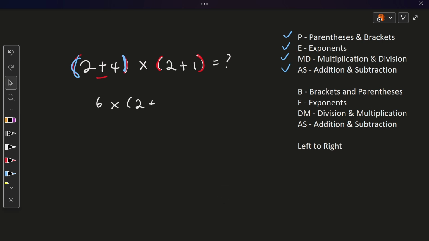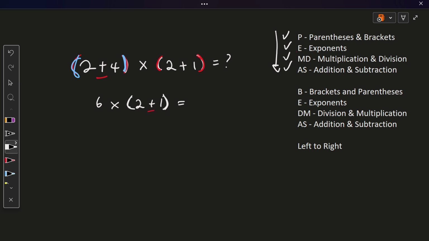We have 6 multiplied by 2 plus 1 in brackets. And so after going through PEMDAS again, are there any parentheses in this equation? Well, there are. It's 2 plus 1. And within these brackets, are there any more brackets? No. Any exponents? No. No multiplication or division. And in terms of addition or subtraction, there's only one operator.